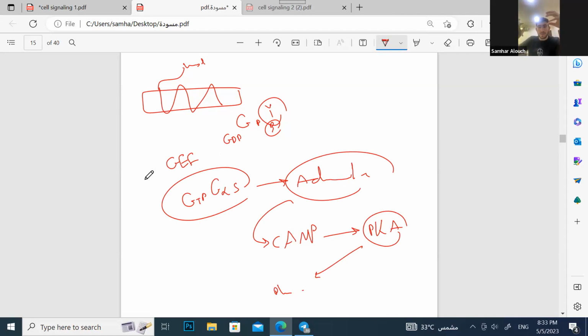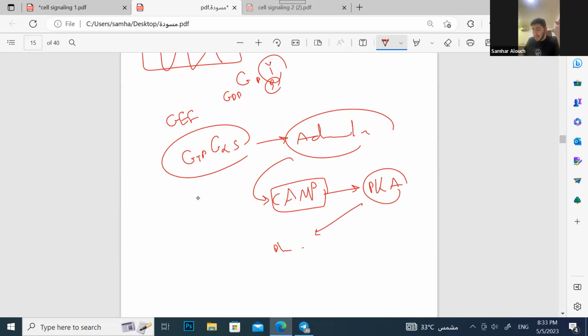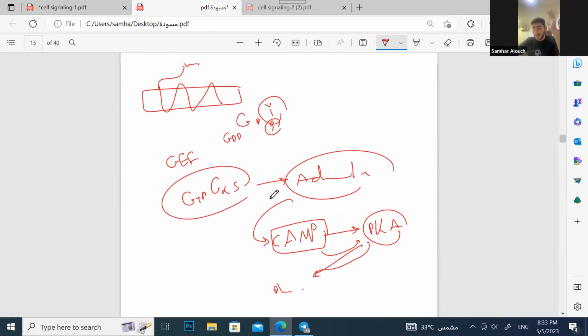Adenylyl cyclase goes to the ATP and makes it cyclic AMP, for the one who asked. Okay, and now cyclic AMP activates PKA, and PKA phosphorylates a specific enzyme, making it do its action. Okay, so now this is the adenylyl cyclase pathway.